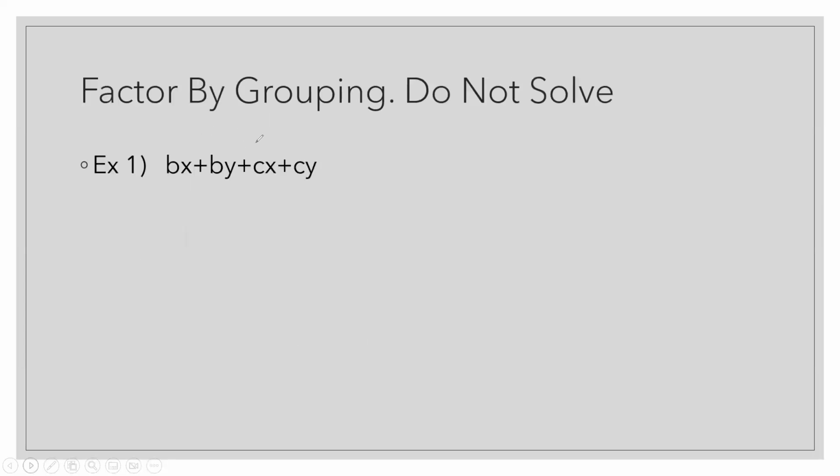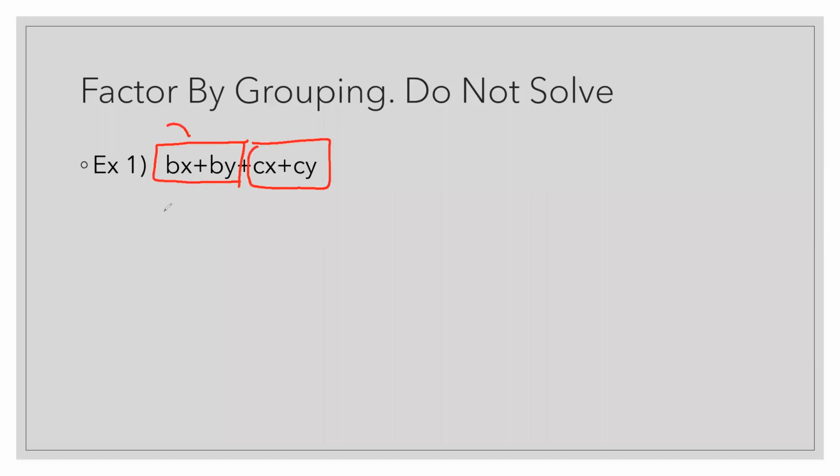Okay, so let's do example 1. Factor by grouping, do not solve. Let's see, can we do it? Can we actually do it? Is there four terms? Here's 1, 2, 3, 4. We can, yes, we definitely can do grouping. So now step 2 is split it in half. So split it into two equal parts. So this is the first part and this is the second, right?